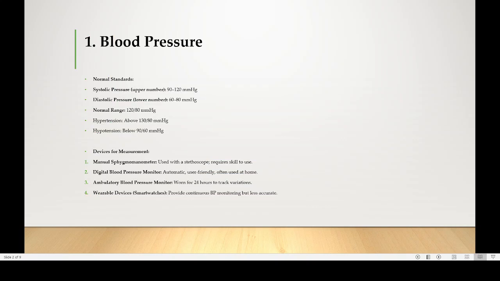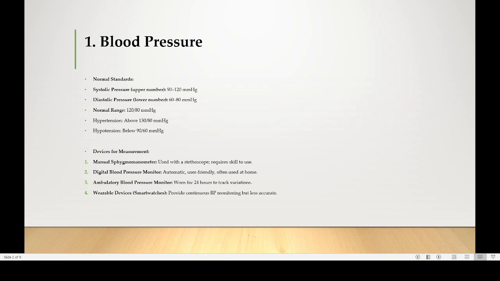The first and the most important one is blood pressure. Here you can see that we have studied blood pressure. It is the pressure exerted by moving blood on the wall of the artery. So when blood is moving through the blood vessel, it gives some force or pressure on the wall of the blood vessel, artery or vein. That pressure is known as blood pressure.